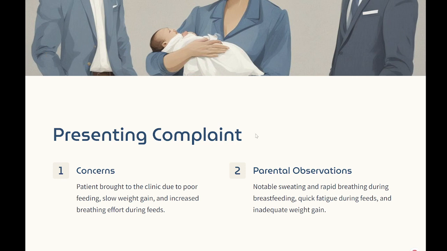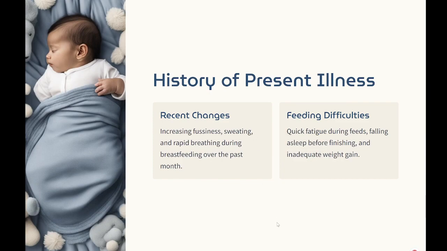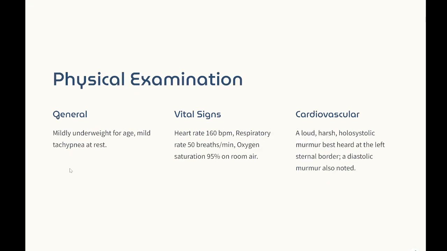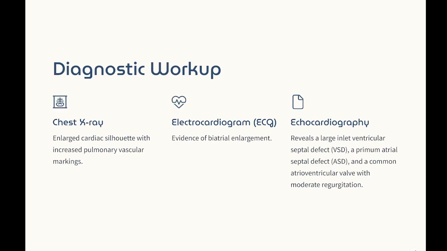Physical examination: general, mildly underweight for age, mild tachypnea at rest. Vital signs: heart rate 160 BPM, respiratory rate 50 breaths per minute, oxygen saturation 95% on room air. Cardiovascular: a loud, harsh holosystolic murmur best heard at the left sternal border, a diastolic murmur also noted. Respiratory: clear lung fields, no wheezing or crackles. Other exams: no cyanosis, clubbing, or significant peripheral edema.